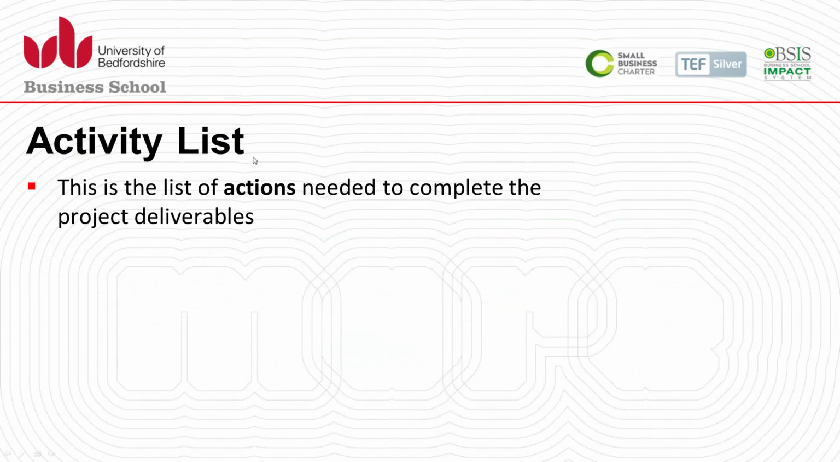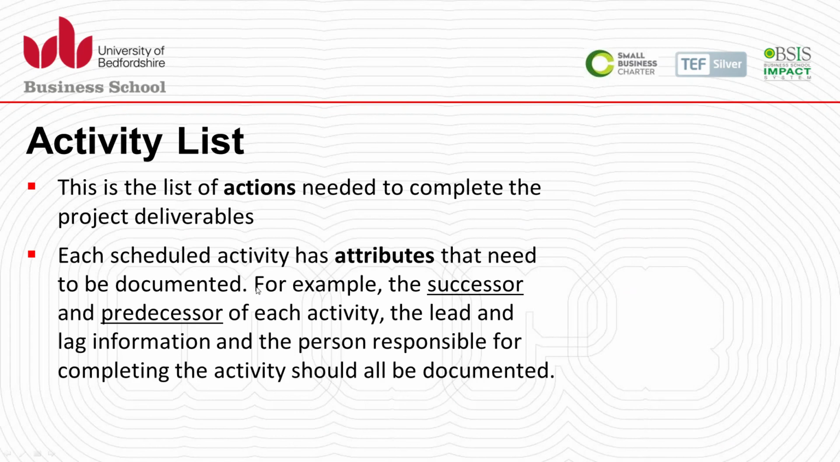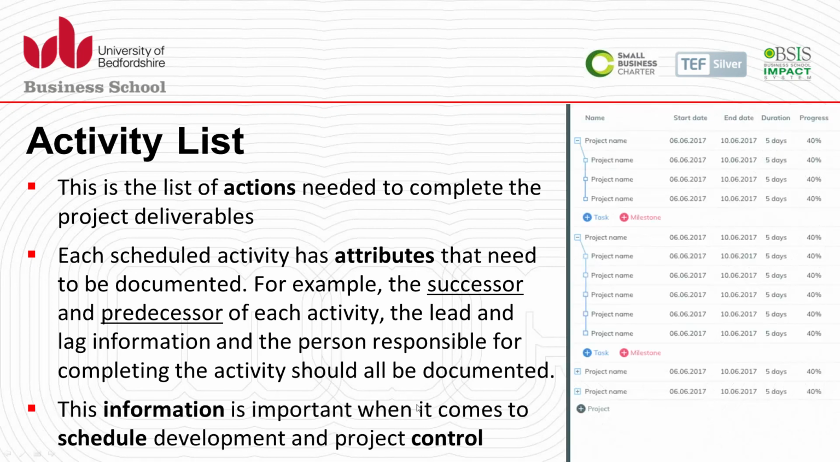So we are looking at the list of the activities. This is the list of all the actions needed to complete the project deliverables. And each schedule activity has attributes that need to be documented. For example, the successor and predecessor of each activity, the lead and lag information, and the person responsible for completing that particular activity should also be documented. This information is important when it comes to schedule development and project control.